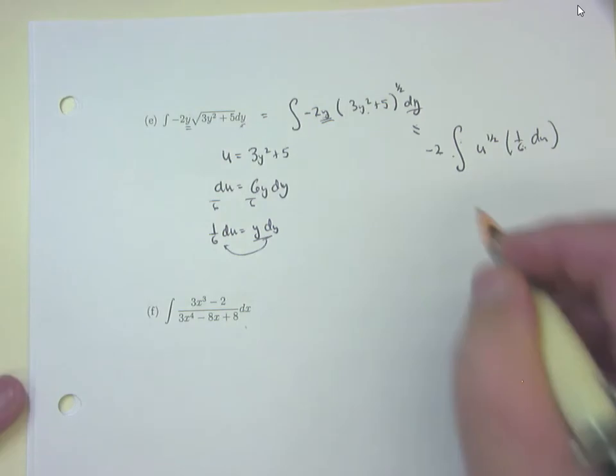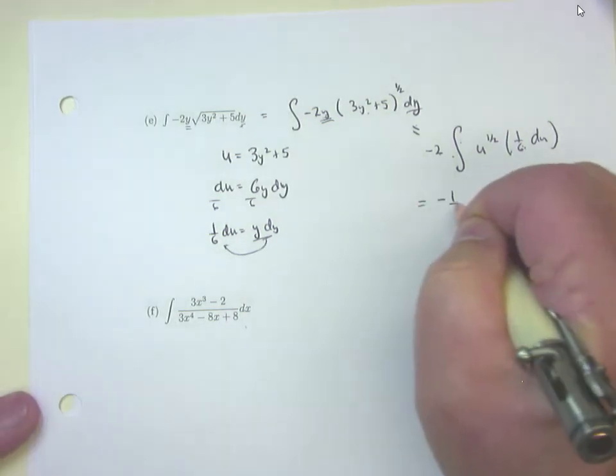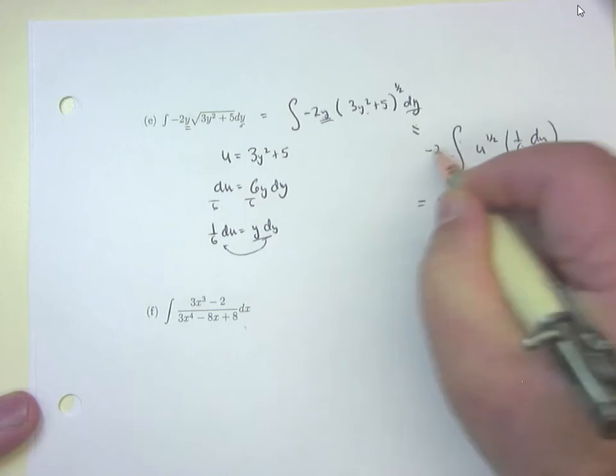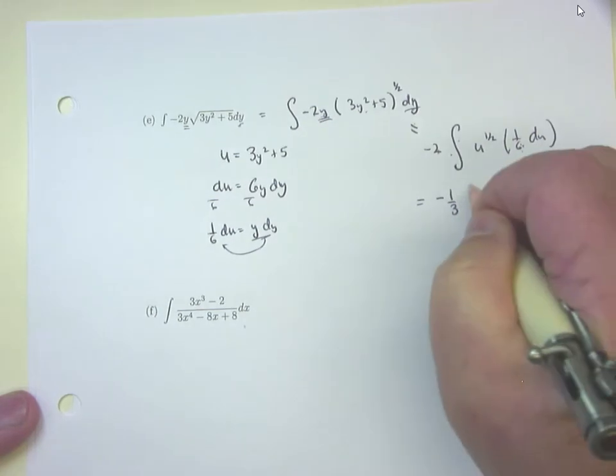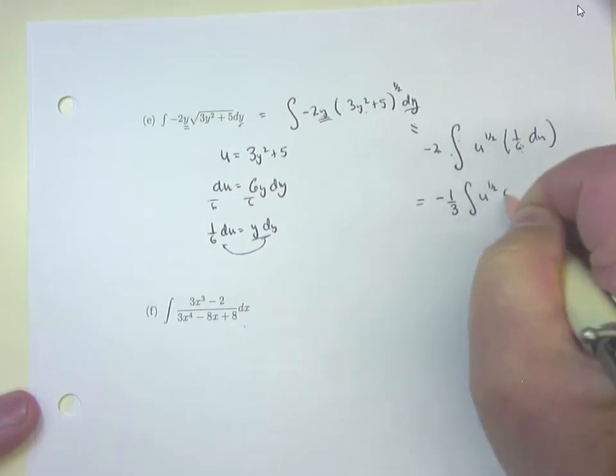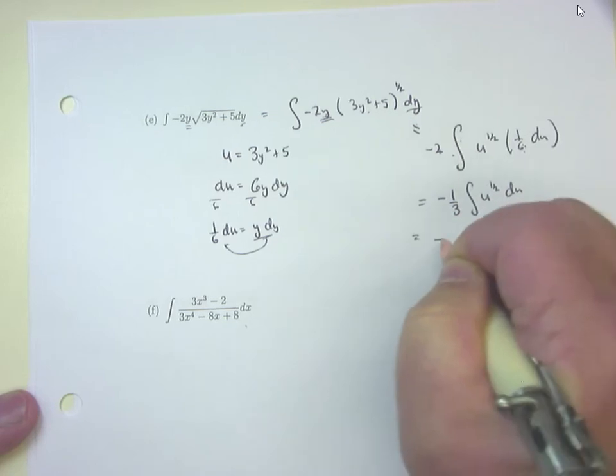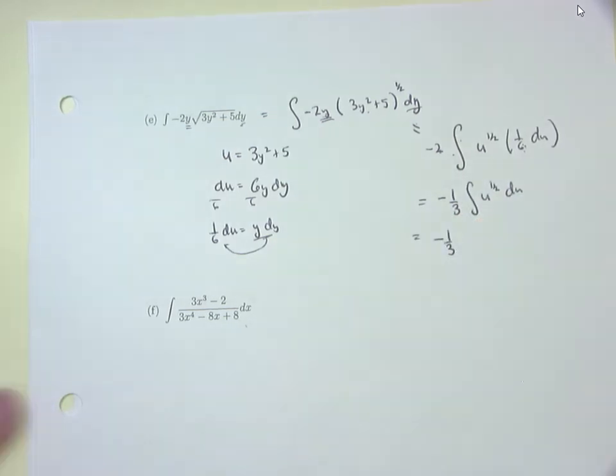Negative what? 1/3. Very good. I'm going to pull that front. Negative 2 times the 6 is a negative 1/3, times the integral of u to the 1/2 du. The constant holds over, always out front. This is negative 1/3. Now, what's the integral of u to the 1/2?